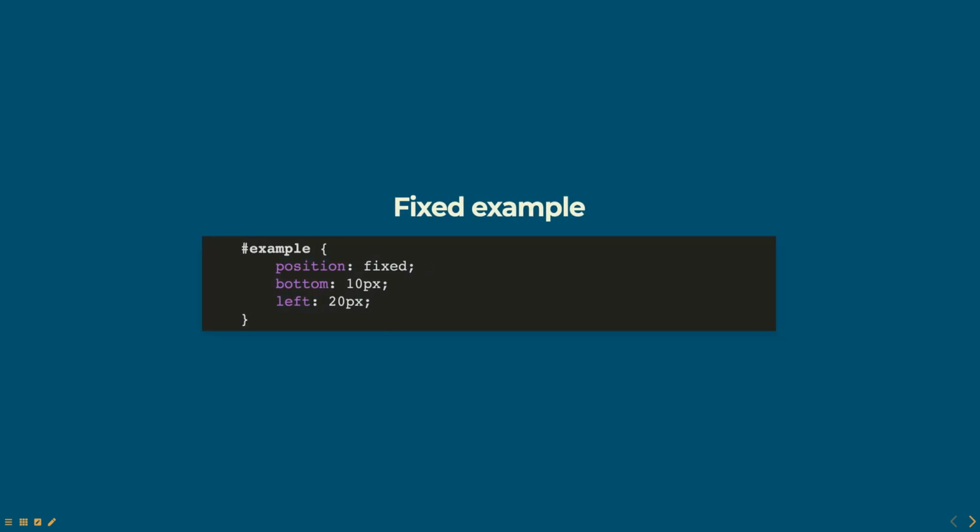Fixed: the element is positioned relative to the viewport and does not move when the page is scrolled. In this example, the element with an ID of example is positioned relative to the viewport and is offset 10 pixels up and 20 pixels left, and it will not move when the page is scrolled.